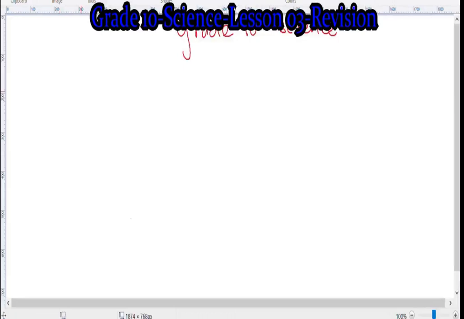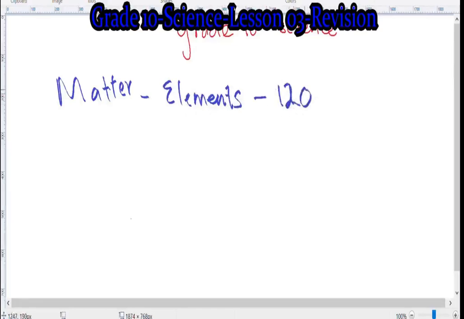first thing, what is a matter. Matter is any substance that takes up space, and matter is divided into two, such as pure substances and mixtures. Then we were talking about pure substances which has elements, right? So when you talk about elements, you have almost around 120 elements now, and elements are made up of atoms.